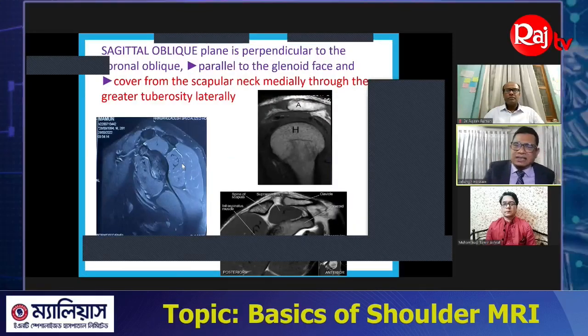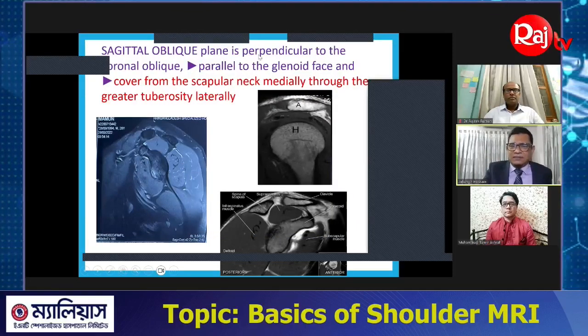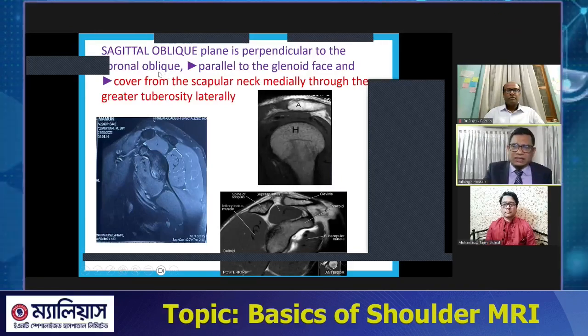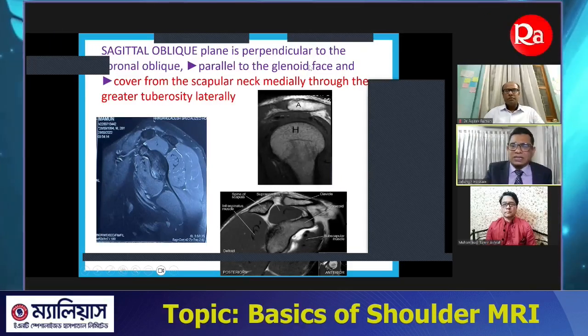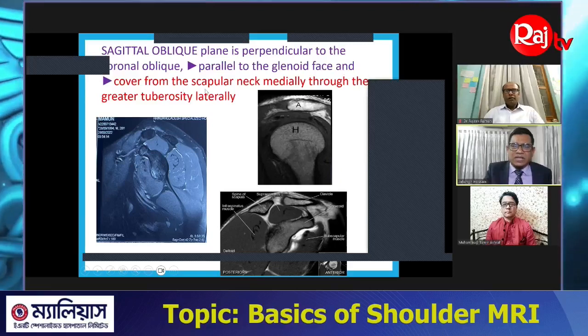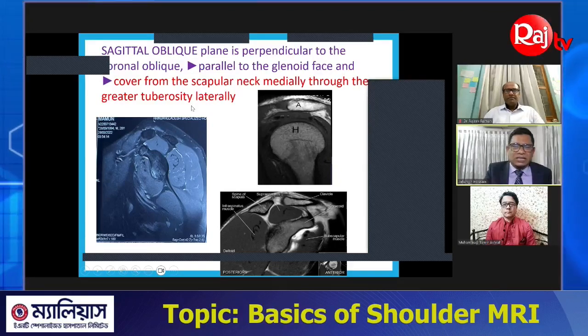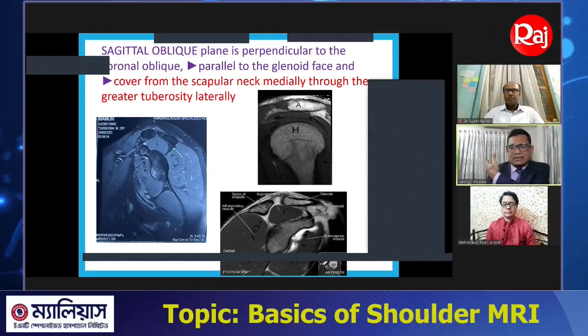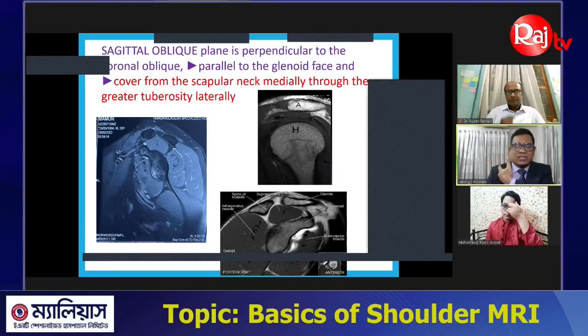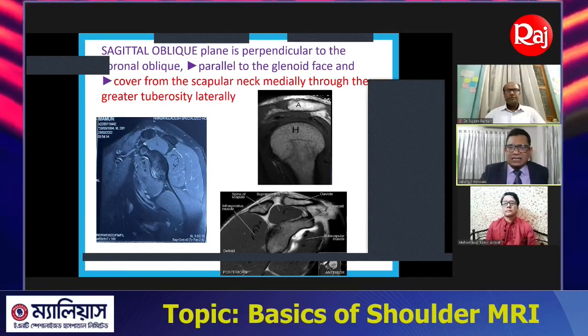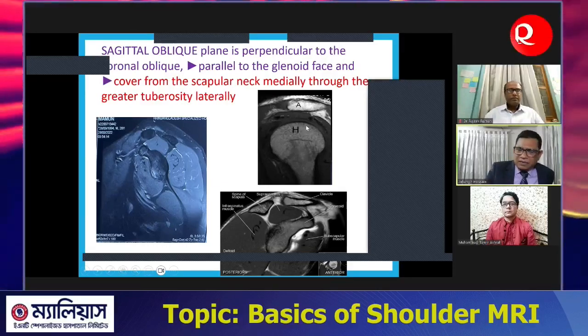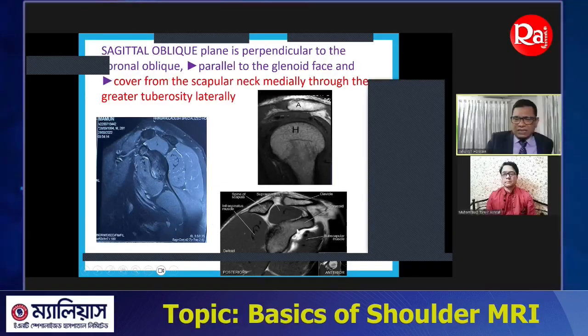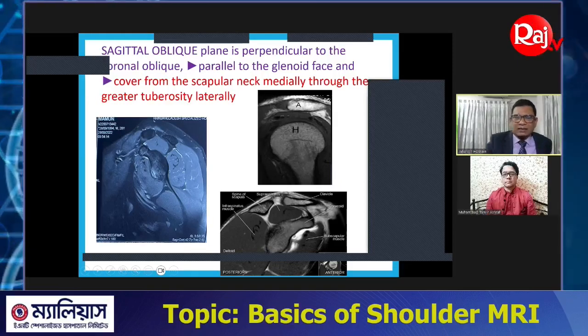Next cut is the sagittal oblique. We have already seen the plane is perpendicular to the coronal oblique, and parallel to the glenoid face, and covers from the scapular neck medially through the greater tuberosity laterally. That means the sagittal cut starts from the lateral side and goes medially up to the scapular neck. This cut may start from here, up to the middle, ultimately the scapular neck. This type of cut we can see, the sagittal cut.